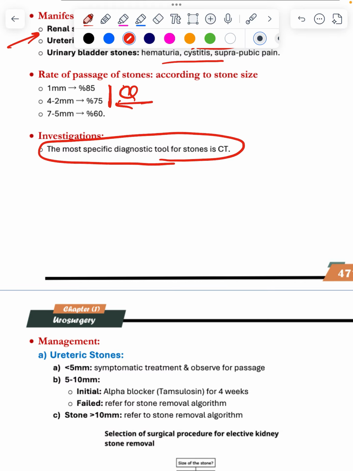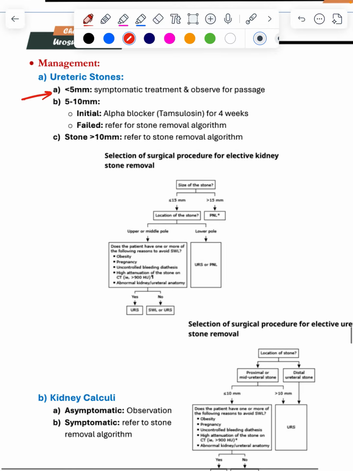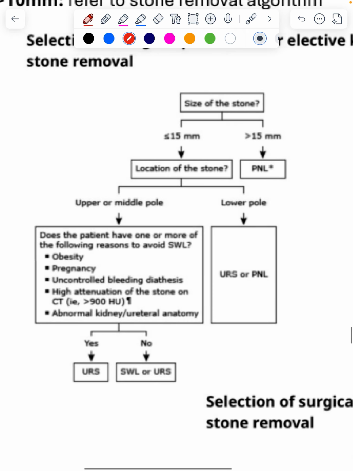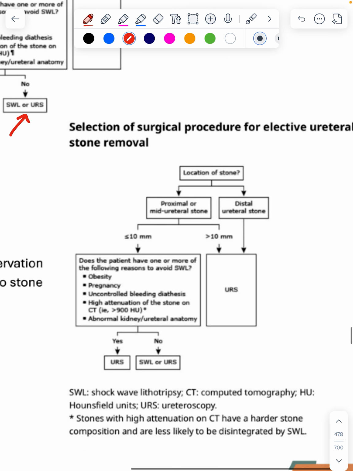Wait for passage. Diagnostic tool for the stone is CT. Less than 5 mm, wait and watch. 5 to 10, failed, go for stone removal. So if more than 10, what to do? Percutaneous nephrolithotomy, more than 15. If less than 15, localization of the stone. Upper middle pole, doesn't affect obesity, URS and shock wave lithotripsy. If it is lower pole, again URS. If it is more, then PCNL.